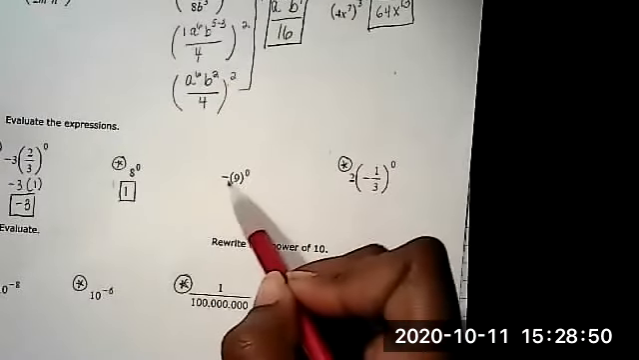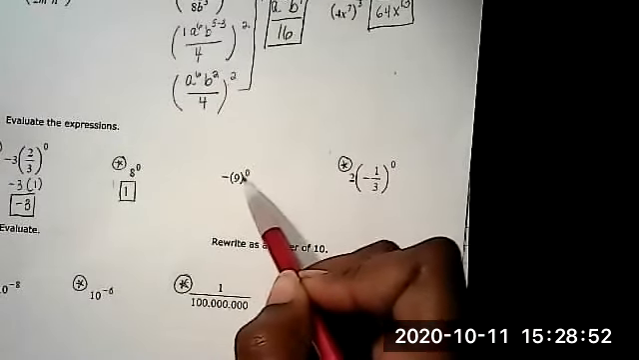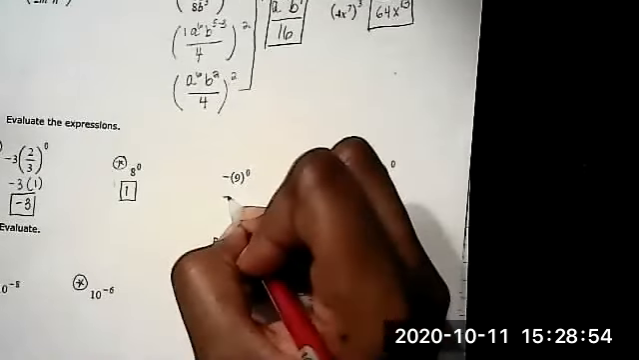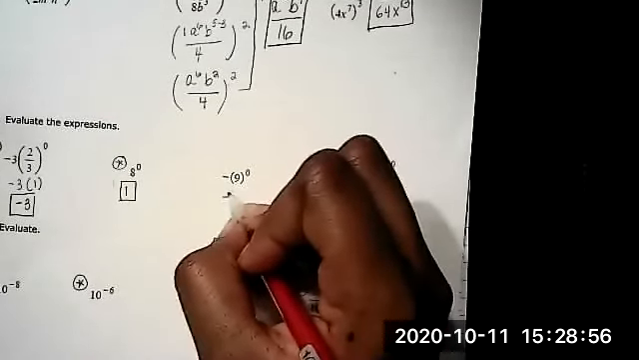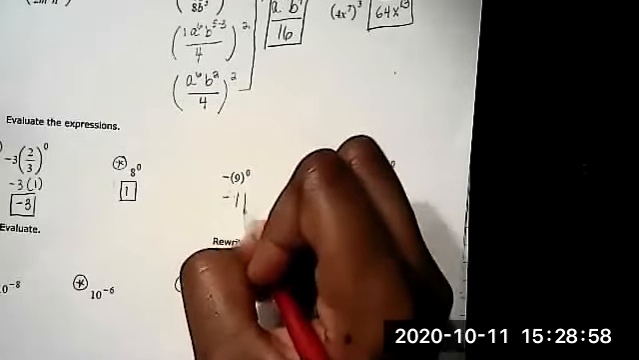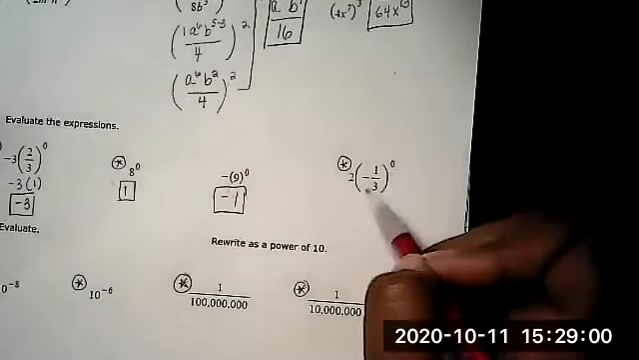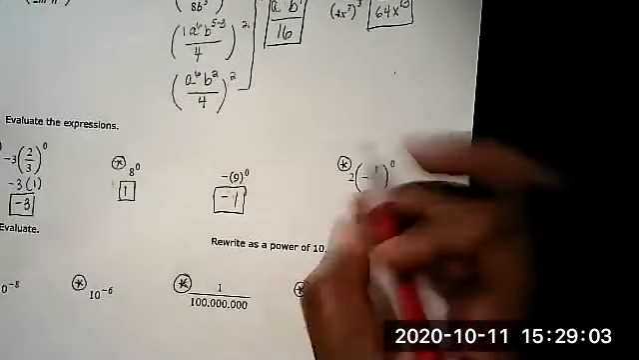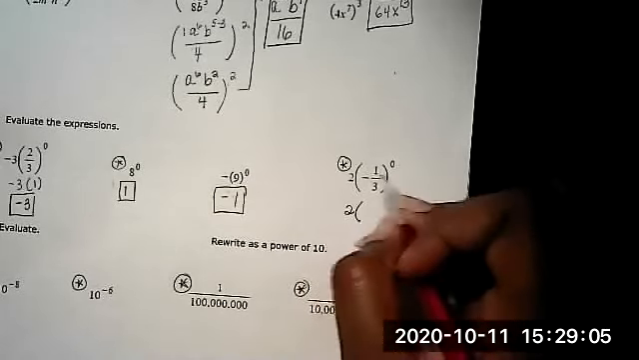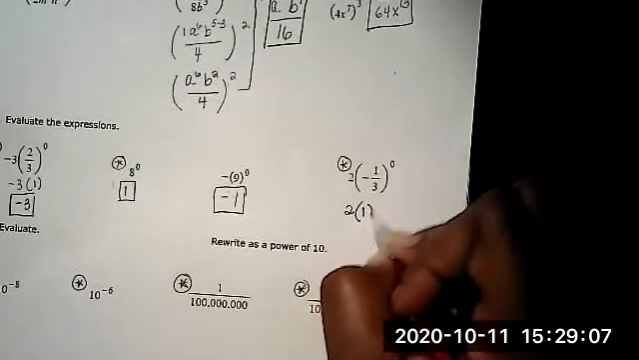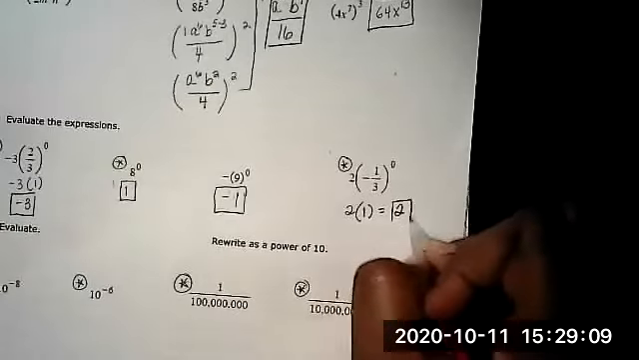And of course, with this one, the negative's on the outside. So 9 is raised to the 0 power. So this would be negative, it still has to stay there, but this is 1. So your answer would be -1. Here, this whole situation is raised to the 0 power. So that whole situation is 1. You'd have 2 times 1, which is 2.